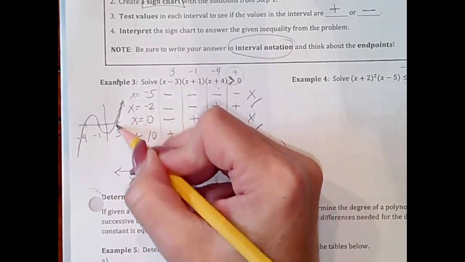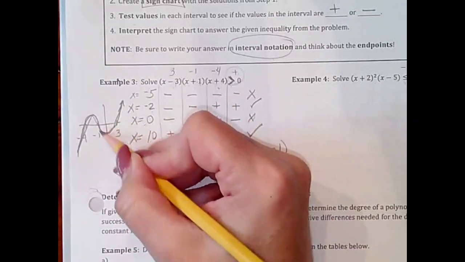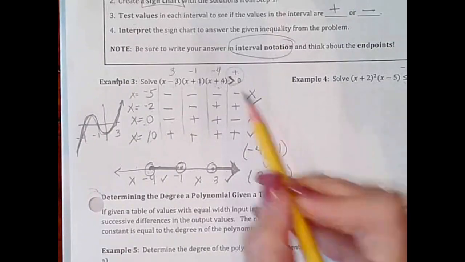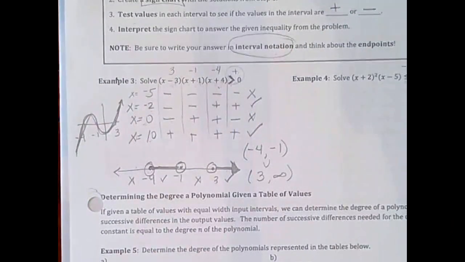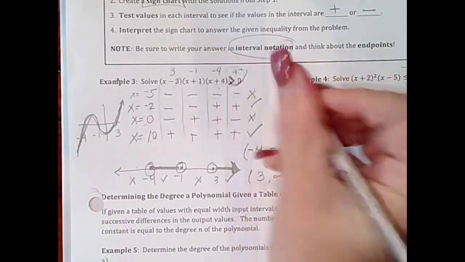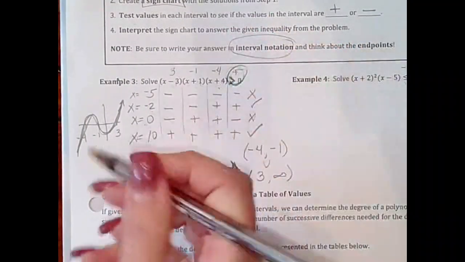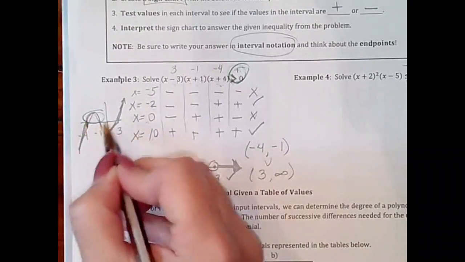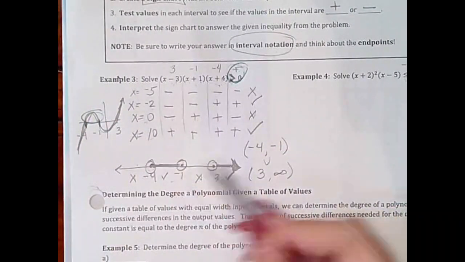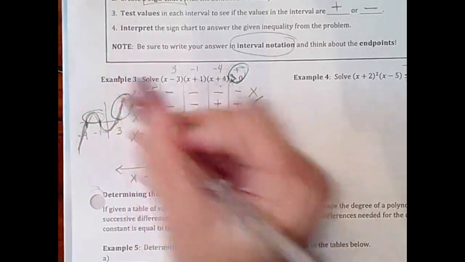And let's keep in mind, if we want values that are positive, then we want values that are over the x-axis. That's going to be these guys in here. And by the way, you see that's between -4 and -1. And that's going to be these guys over here. It's going to be right after 3, going on forever and ever to infinity.